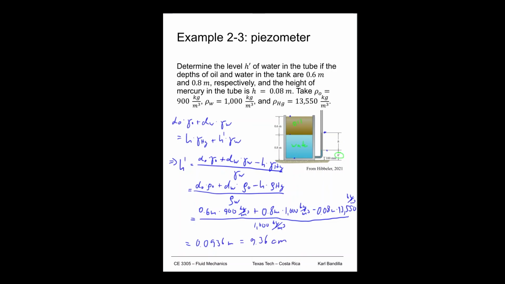or 9.36 centimeters. Let's be careful here with our units. Yeah, the units come out to be meters, because all of the densities cancel out. We're left with meters. And 9.36 centimeters, based on all the other ones here, seems to be a reasonable value. All right, so now we figured out what that H prime would have to be based on the different densities and the different depths.